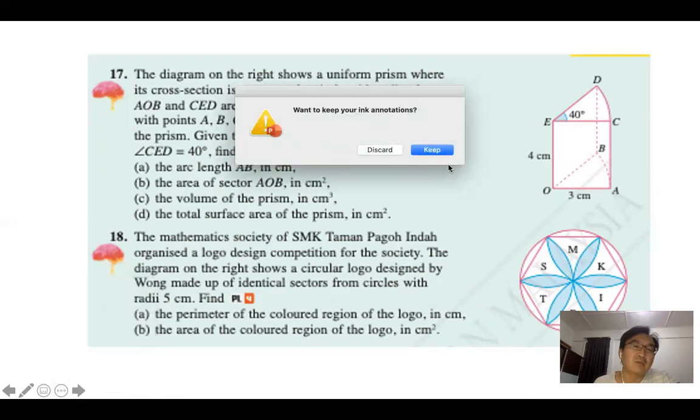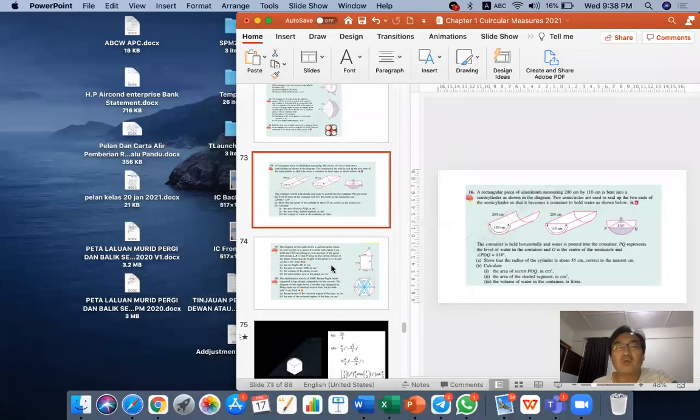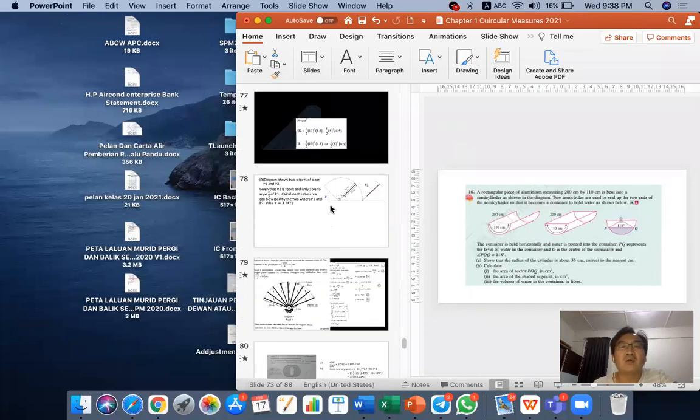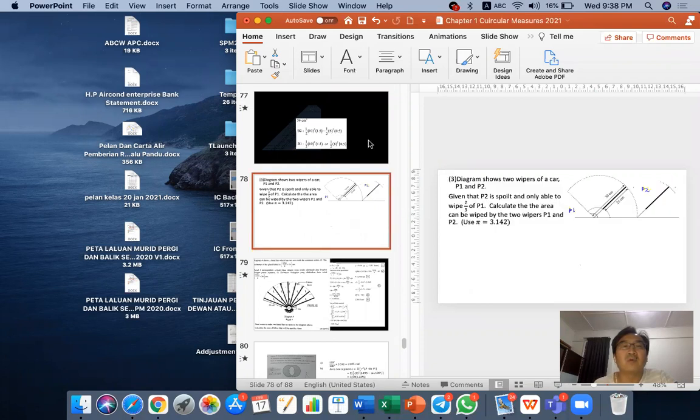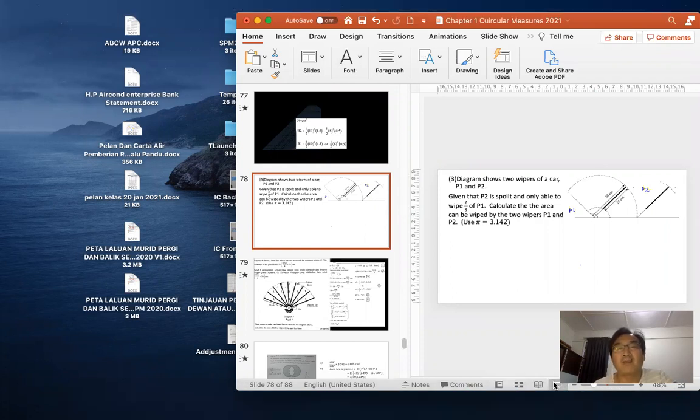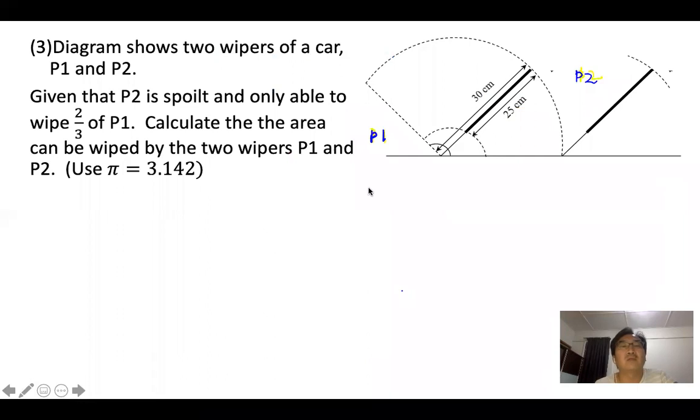All right. So let's see any more question that I can share. If you want, I still have a few minutes. Okay, you can see here, this is a mock exam question for this year. The diagram shows the two wipers of a car, P1 and P2. Given that P2 is spoiled and only able to wipe 2 over 3 of P1, calculate the area that can be wiped by the two wipers P1 and P2.